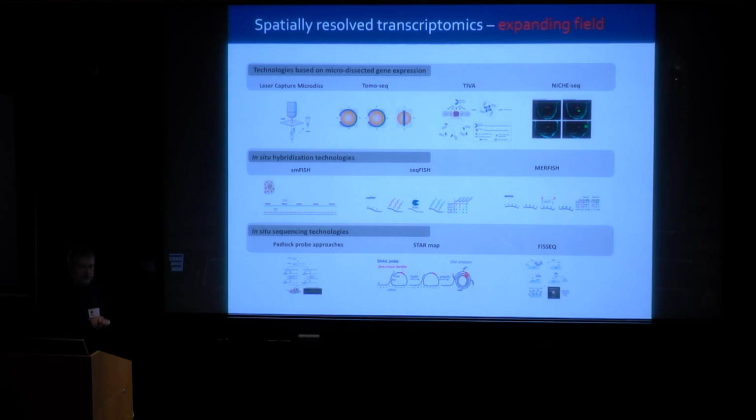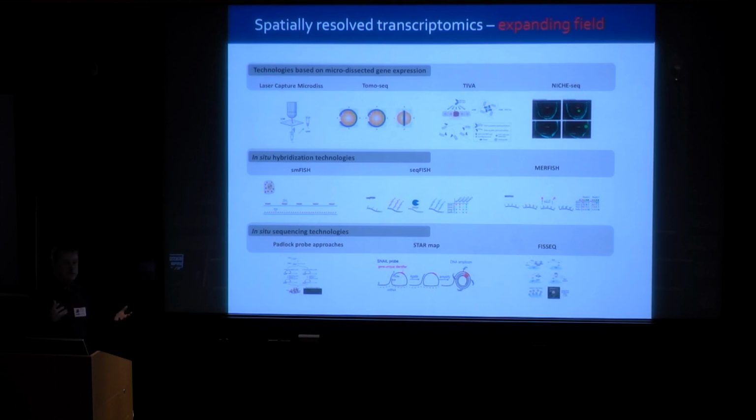So I'm representing something that we call spatially resolved transcriptomics. This is an expanding field. A lot of technologies are coming out continuously. What you could do to subcategorize these technologies is, one is we use laser capture microdissection. You have a tissue, you isolate the cells that you would like to investigate, and you do RNA sequencing or genome sequencing of those. The second set of technologies is based on in situ hybridization.